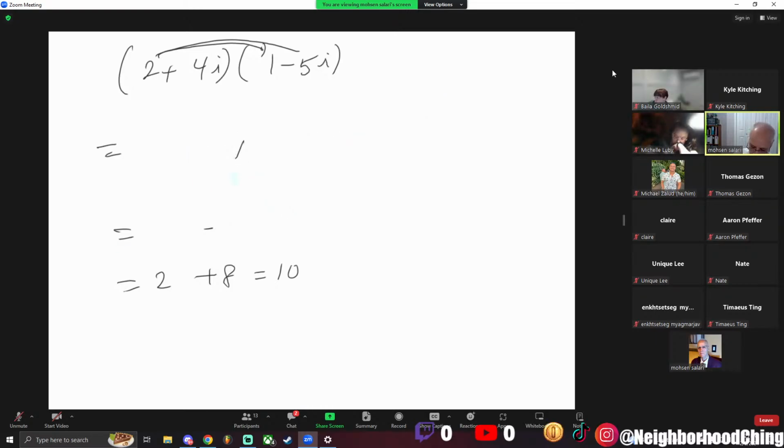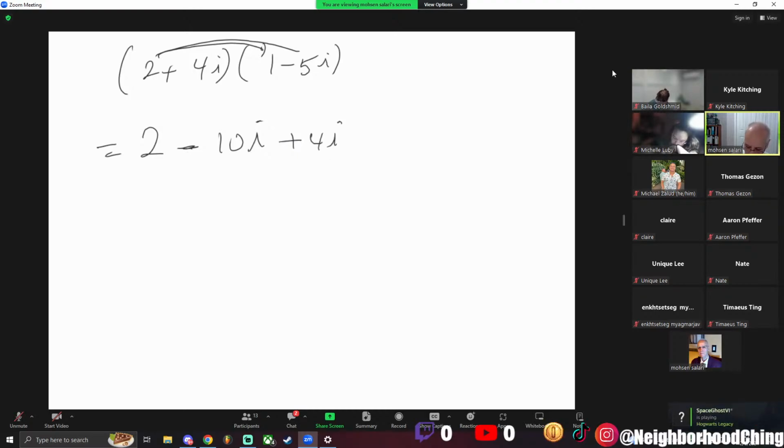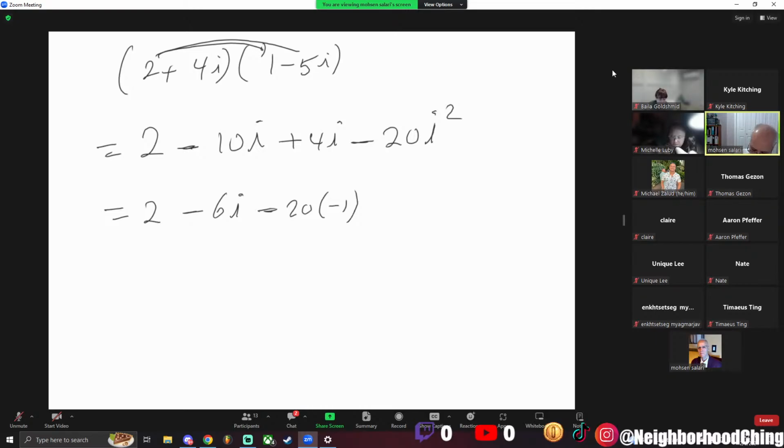So if I FOIL this, 2 times 1 is 2. 2 times negative 5i is minus 10i. 4i times 1 is plus 4i. And 4i times negative 5i is negative 20i squared, which is negative 1. So this equals 2 minus 6i minus 20 times negative 1. So this becomes positive 20 and a 2, so 22 minus 6i. Any questions?